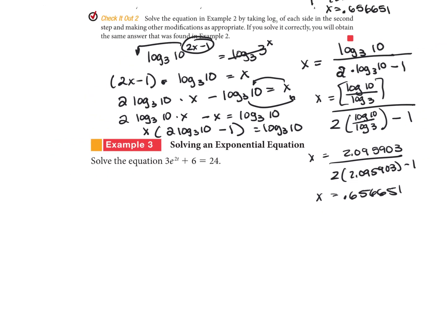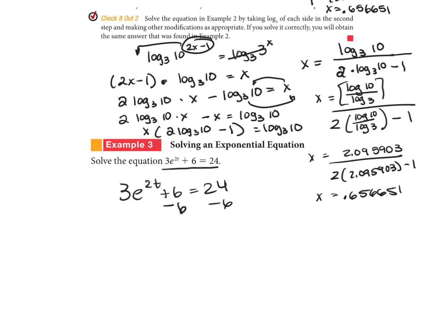All right, so we're going to solve this equation right here with e. Usually the best way to solve these equations is to isolate the exponential first. So we've got 3e to the 2t plus 6 equals 24. Now isolate this. There are times when this won't work, and then we'll look at some other strategies for solving these, but this one works out just great.